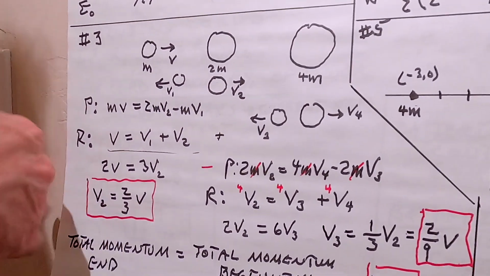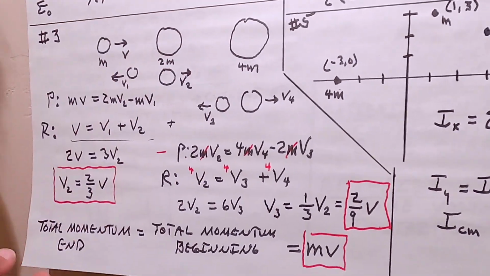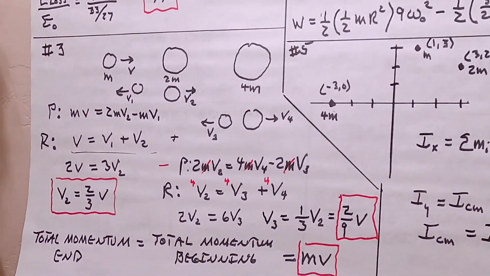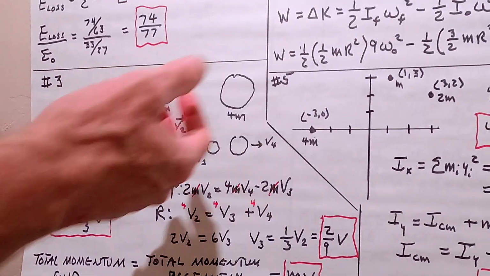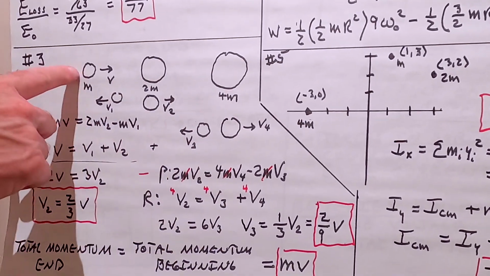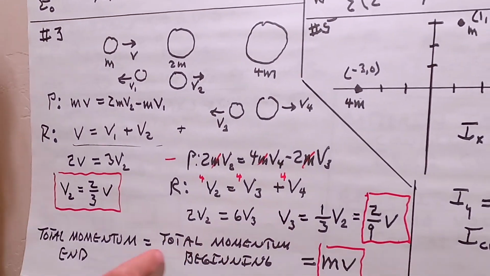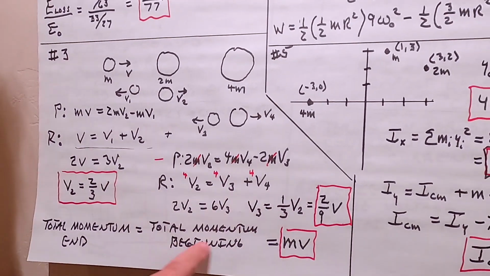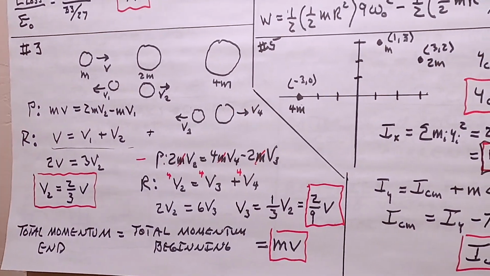And then I also said, after all the collisions are done, what's the total momentum of all the three particles? Well, it's the same as the total momentum before everything started. What was the beginning momentum? It was just mv. So the total momentum at the end is the same as the total momentum at the beginning, which is just mv. Okay.